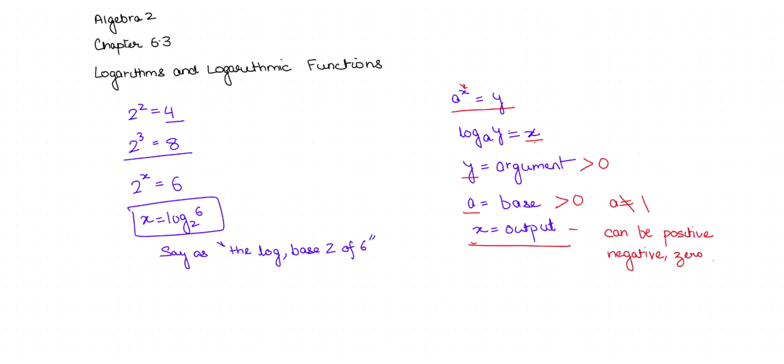So a base should always be positive, because if it is raised to a fraction like a raised to power half, and if it is negative, it will give imaginary or undefined answers in regular math. So it should always be greater than 0.